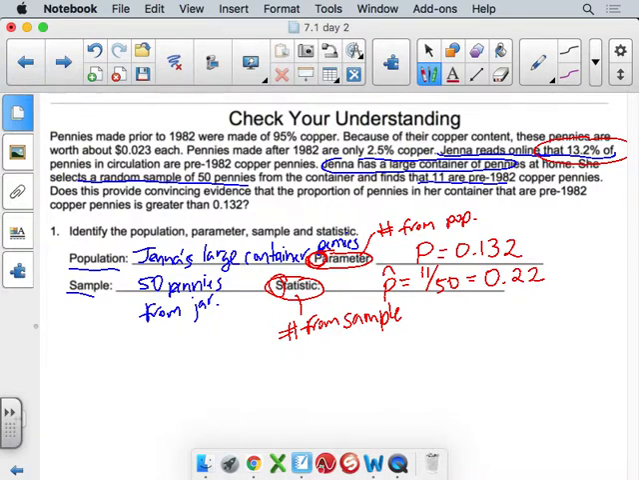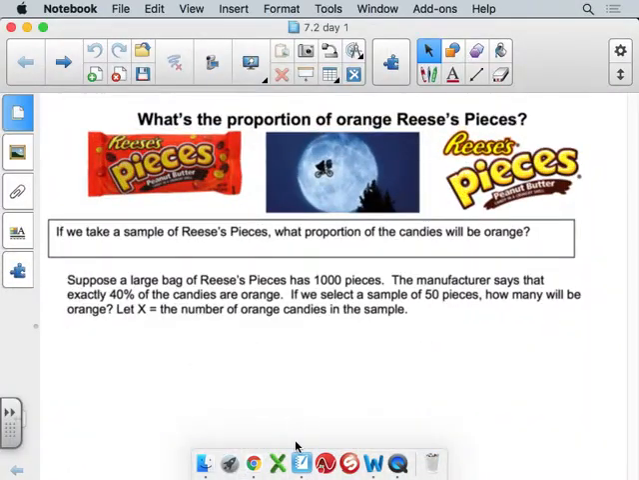So just some basic terminology that you might see: parameter, getting the correct population, what's your sample, just identify. I'm going to leave that page at that. That will be good. So let's go on to that Reese's Pieces page on that other one.